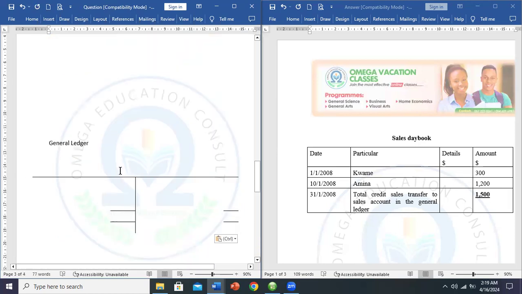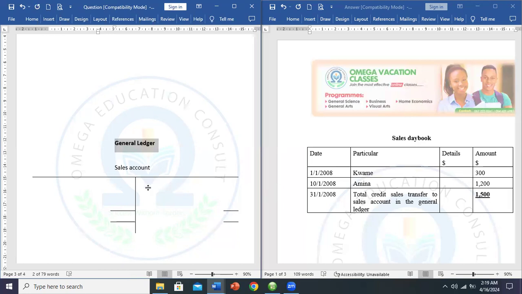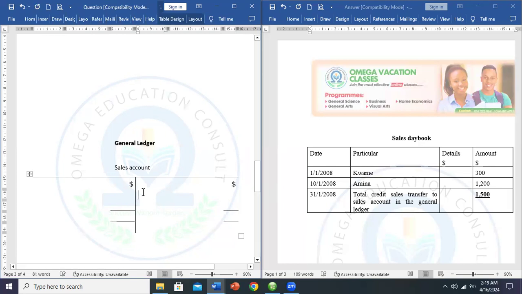In my general ledger, I have my sales account. So in my sales account, I'm going to credit it with the total. So let me put my currencies in. Using the closing date, 31st January 2008, and the details will be debtors, a total of 1,500. And we are done with the sales daybook.